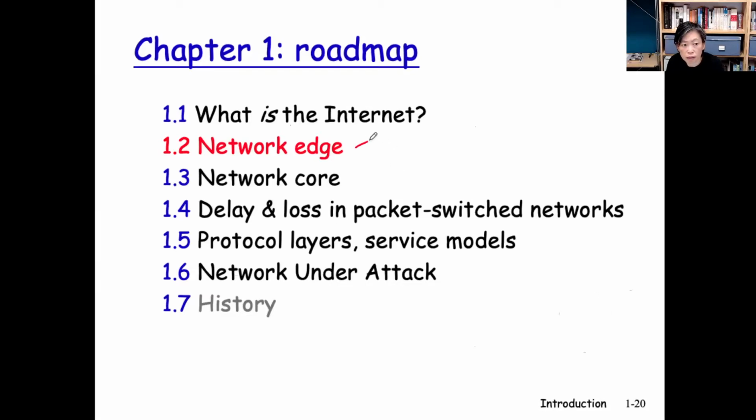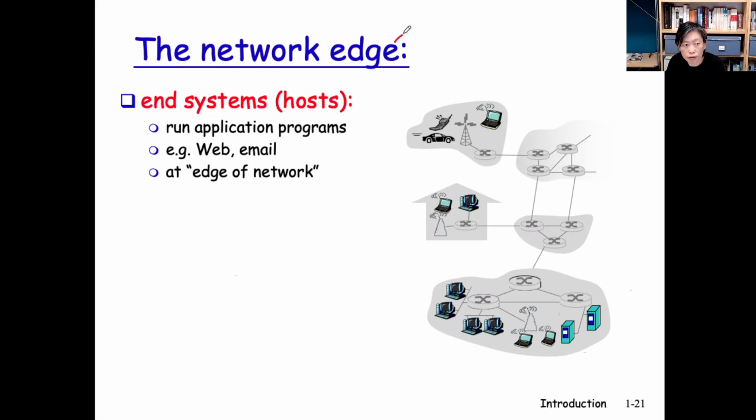Let's take a closer look into each of the components, starting from the edge. So essentially we have lots of these end systems running applications at the edge. Two very dominant examples: web and email. So for example, this guy here, a laptop. This guy here, a server. Usually servers are higher-end machines having more computation power or a higher amount of storage.